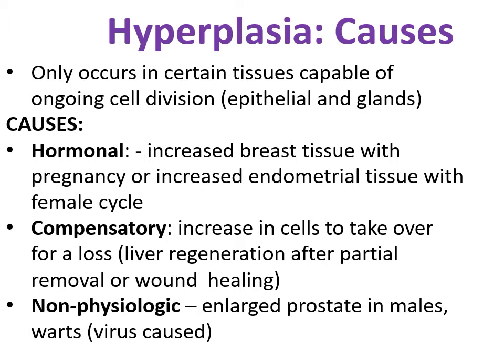Skin cells can do that. So if you fall off your bicycle and you lose a whole bunch of skin tissue, they can become hyperplastic to replace the damaged skin cells. Okay. Non-physiological, so there's some portions of the body where hyperplasia can occur when we don't really want it to occur. But again, it's often due to hormonal stimulation, such as the case with the prostate gland in males.